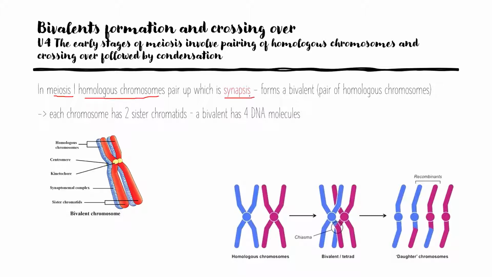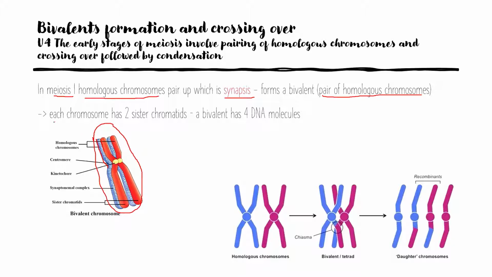And synapsis forms a bivalent. So if we go here, we can see that this right here is a bivalent. So what is a bivalent? It's essentially a pair of homologous chromosomes. So we have one chromosome right here and another chromosome right here, the blue and red chromosomes. So these are homologous to each other. And when they are joined together, it forms a bivalent.